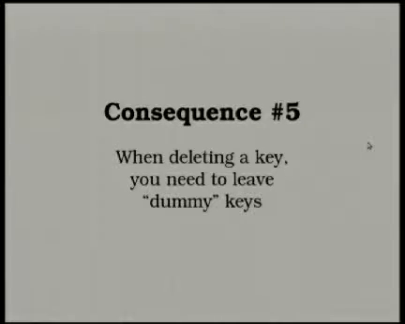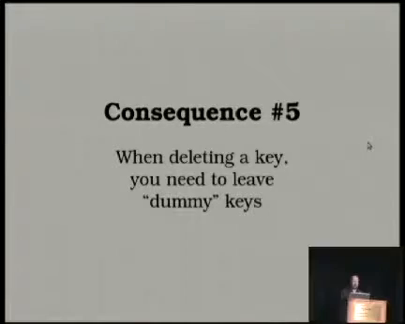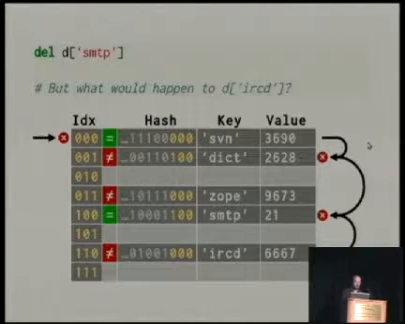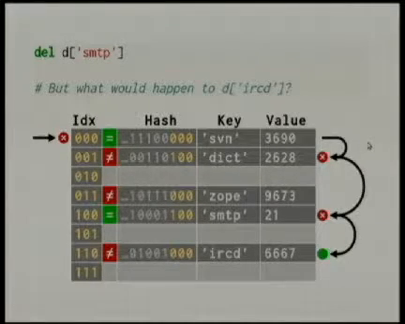Consequence number 5 we can now draw is when deleting a key, Python needs to leave dummy keys in its place. So think about this. Let's say that I get tired of having SMTP stored in this dictionary and I want to delete it. Can I simply mark its slot as empty again? Well, think about this. What happens when we look up IRCD? Do you remember? It tries to go to 000, then 001, and 100 before finally finding it in the fourth place it looks.